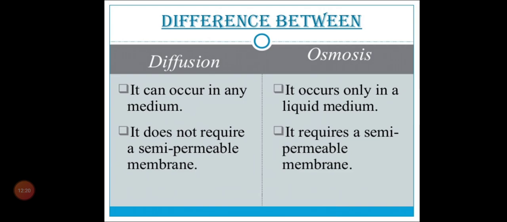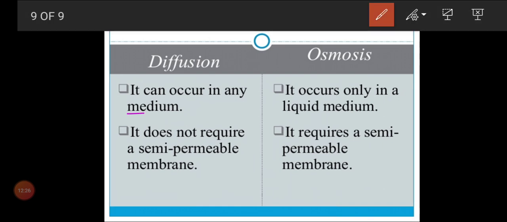Next we'll move on to the difference between diffusion and osmosis. Here you want to remember, diffusion can occur in any medium, liquid, gas or solid, and osmosis occurs only in a liquid medium. Diffusion does not require a semi-permeable membrane, and osmosis requires a semi-permeable membrane.